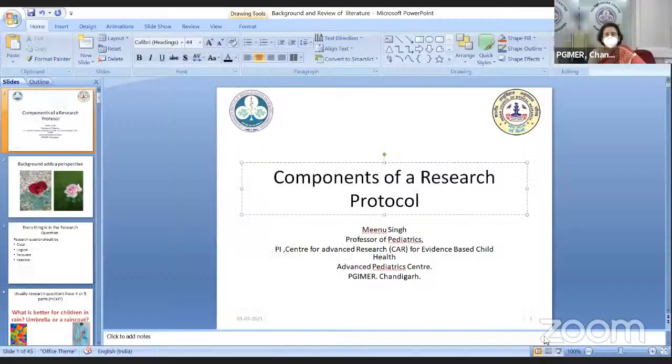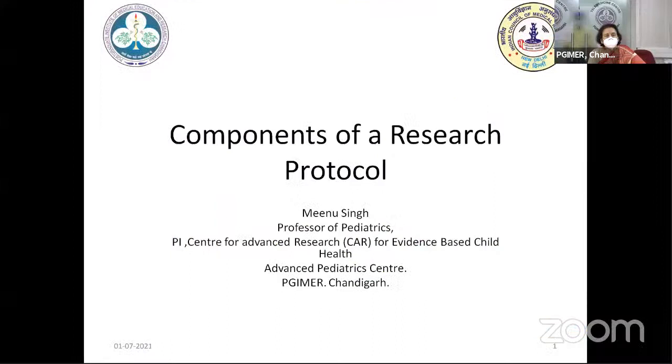First of all, welcome everybody for this workshop today on development of a protocol. I'll first like to tell you a little bit about the workshop that we are going to do. The purpose of this workshop is not just to deliver a few talks and finish with that. It's basically a mentoring program for all of you to actually develop a research protocol.